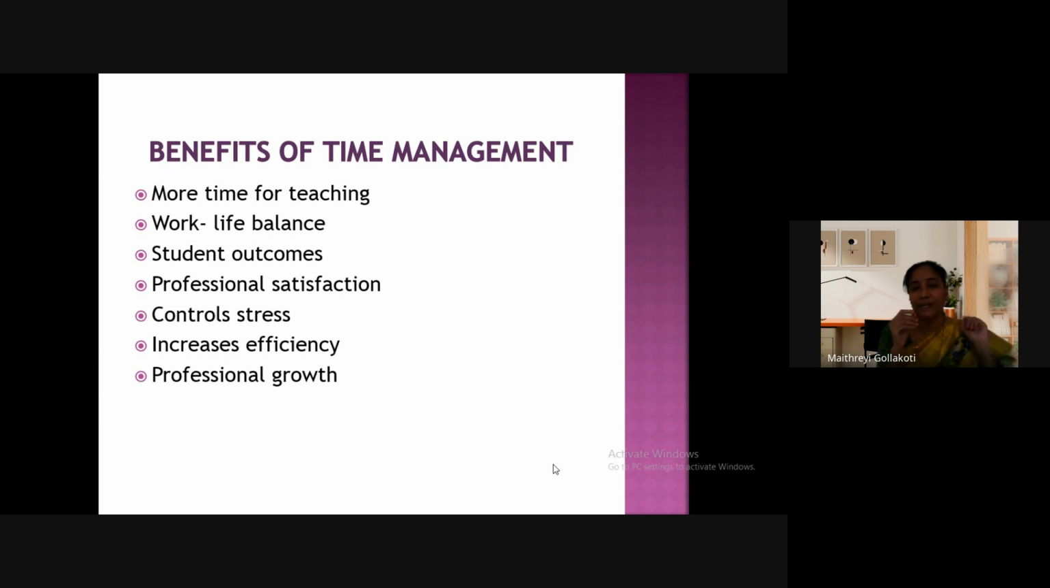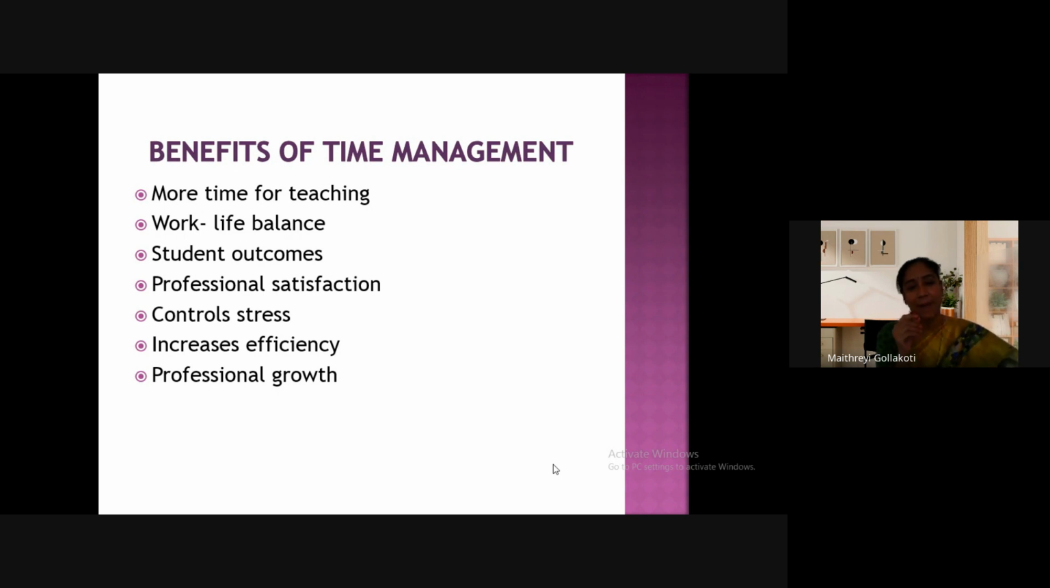You will get good student outcomes. Students will get good results. If you are able to deliver well, students also will deliver well. You will be able to motivate them to do well. And when there is good student outcome, professionally it will be satisfying for you. You will get job satisfaction. And definitely it will control your stress, and you will become more efficient. You will become a very good worker. And if you are doing all these things, definitely you will grow professionally. You will reach greater heights.